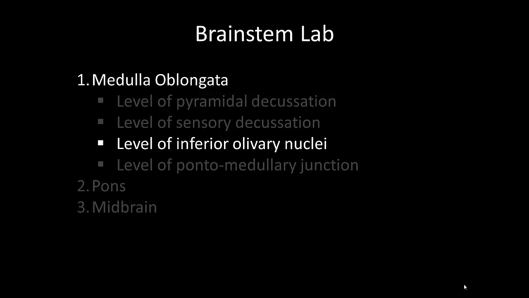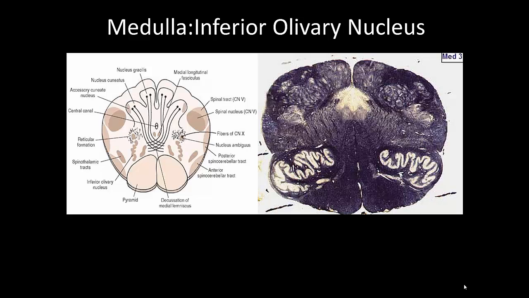So our next section is going to be at the level of the inferior olivary nuclei. Once again, we have our corticospinal tracts that are forming the pyramids in the most anterior portion of the medulla. And remember, these tracts are above the level of the pyramidal decussation, so they have not crossed midline yet to get to the contralateral side. This means that these tracts in this location are just descending motor fibers coming from the ipsilateral motor cortex.